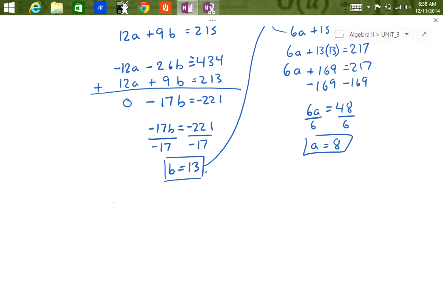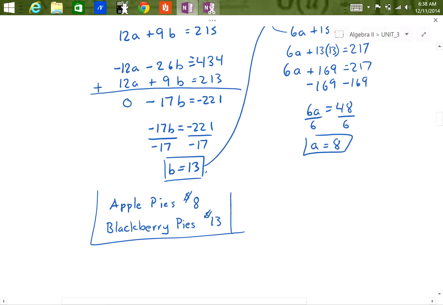That means that apple pies are $8 a piece and blackberry pies are $13 a piece. And there we have it, the solution to this application of systems of equations. A governing equation allowed us to set them up, and we were able to find the two unknowns with the information given.